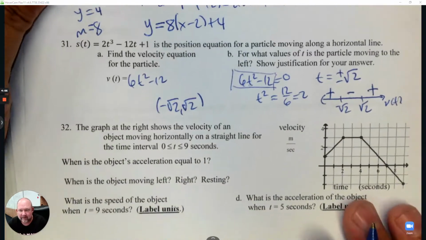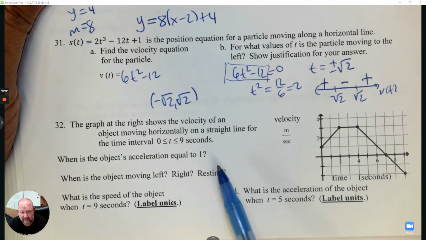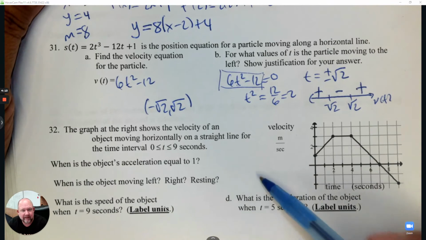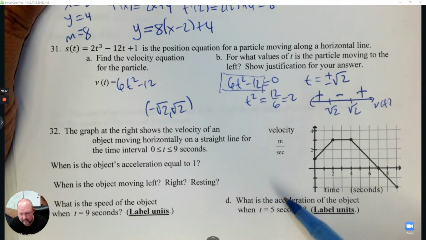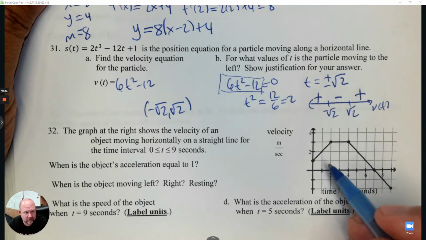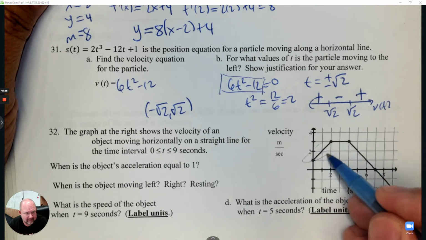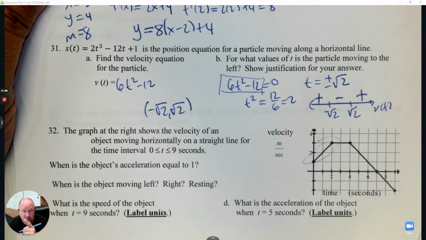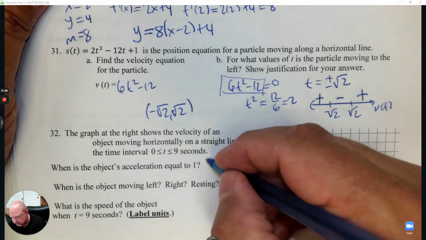The graph at the right shows the velocity of an object moving horizontally from 0 to 9. When is the object's acceleration equal to 1? Well, acceleration's the derivative or the slope of velocity. So where is this slope 1? So up 1 over 1, up 1 over 1. Right here, the acceleration's 1 because in that interval, the slope is 1. So that is from 0 to 2.